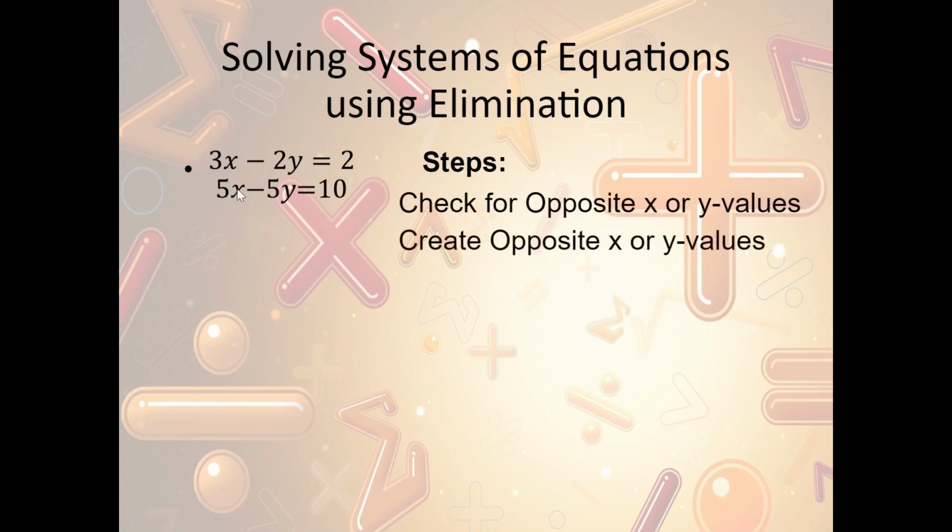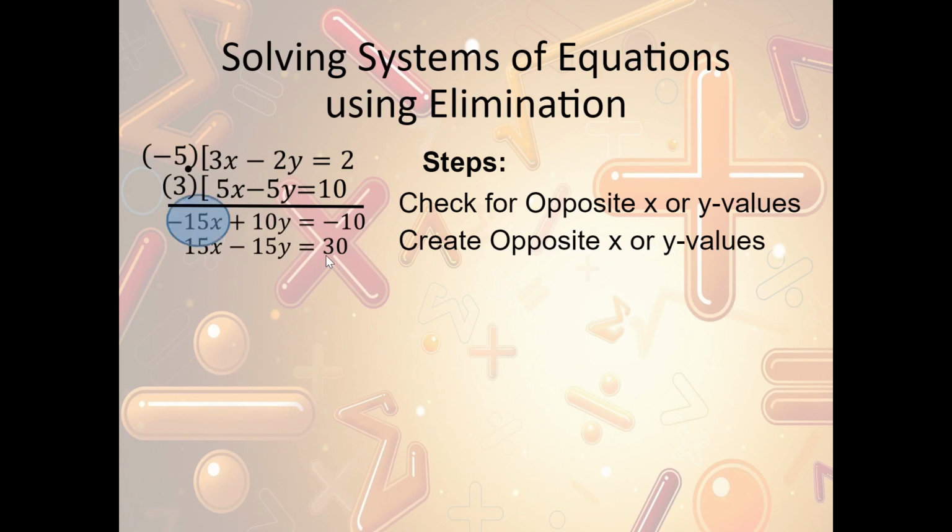Again, I can pick the x's or the y's, it doesn't matter. I'm going to go ahead and choose my x values. So I'm going to multiply this one by negative 5 and this one here by 3. So that gives me negative 15x and positive 15x. Now I can just go ahead and multiply. When I multiply this out, I end up with negative 15x plus 10y is equal to negative 10. And when I multiply this one out, I end up with 15x minus 15y is equal to 30.